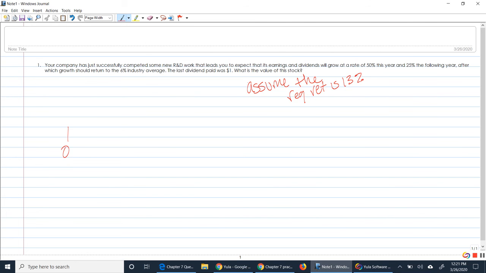So first step is to put this on a timeline. We want to know, what is the value of this stock? The rule is that we go one period after the dividends become constant. So this year we're expecting our dividends to grow at 50%. Next year 25%. And thereafter 6%. So we only have to go to time period 3 because at the beginning of year 2 the growth rate is 6%.